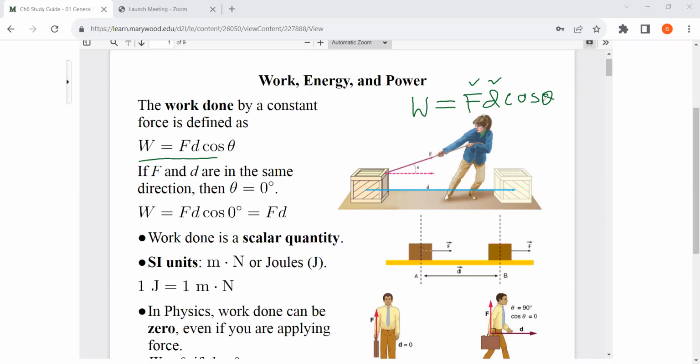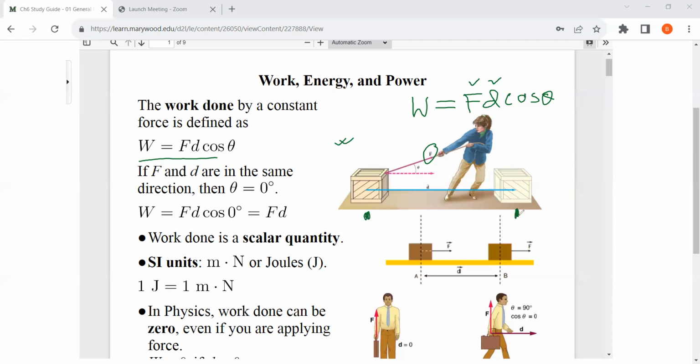To understand this, let's consider this picture. Here you see that we have a box, and someone is pulling with this force. This is the force she is applying on this box. By applying this force, she's able to move this box from this position to this position.